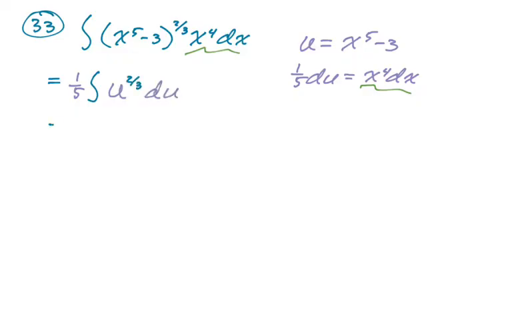Going to be plus 1 times the reciprocal. So 1/5. 2/3 plus 1 is 5/3. So 3/5 u to the 5/3 plus c. And then 1/5 times 3/5. You probably shouldn't do like 70 minutes of calculus in a row where you're just talking it through because it all starts to muddle together.